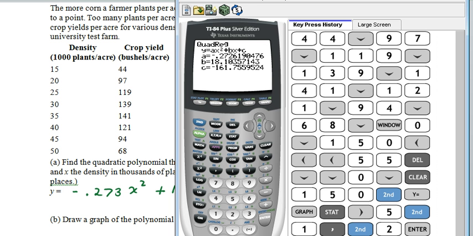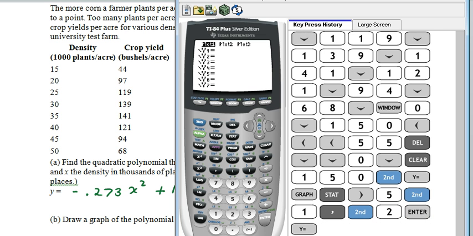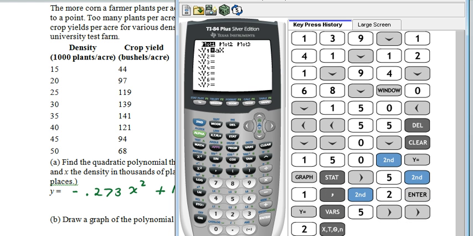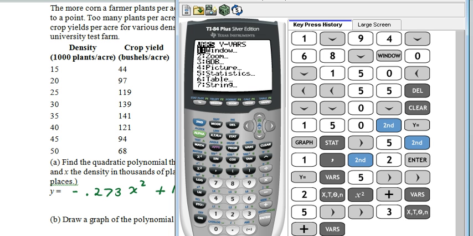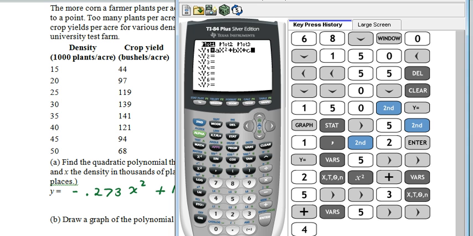Now we'll go back to the graphing calculator. Back to y equals, go var 5 to the right 2, then press 2 for a, x squared plus var 5, 2 to the right, 3 for b, x plus var 5, 2 to the right, 4 for c, and hit graph. And we see that it's a very good fit there.